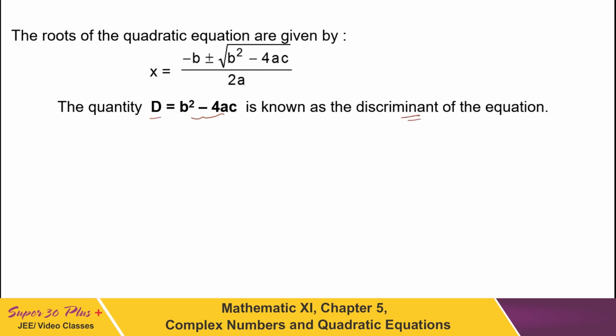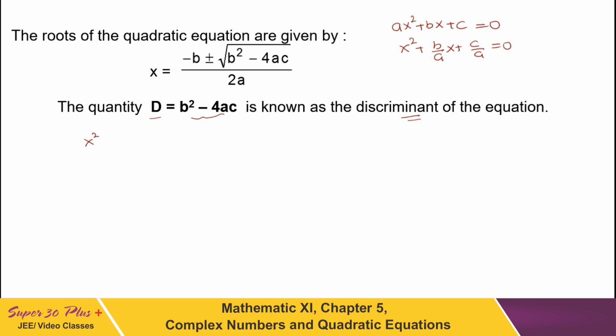How can this formula be obtained? Let ax square plus bx plus c is equal to 0. It is the quadratic equation. Now we are going to divide this equation by a. We can write it like this: x square plus b upon a times x plus c upon a is equal to 0. Now we are going to make a perfect square here.